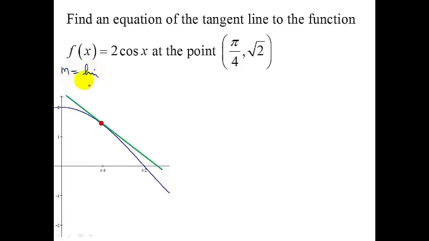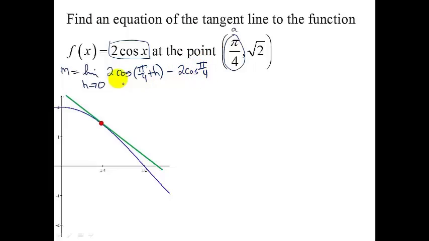that is the limit as h approaches 0 of this function at a, which our a is pi over 4 plus h, so that's going to be 2 cosine of pi over 4 plus h minus the function at a, which would be 2 cosine pi over 4 all over h.